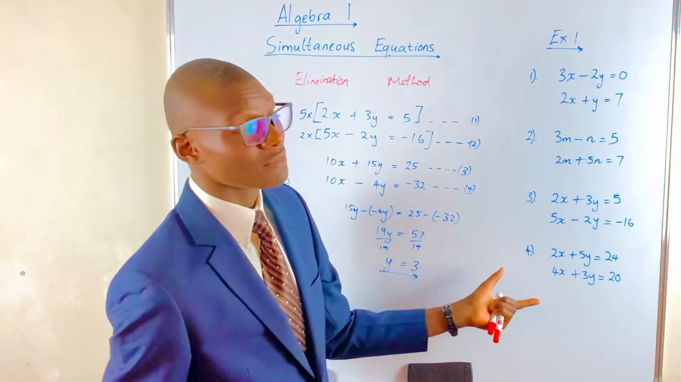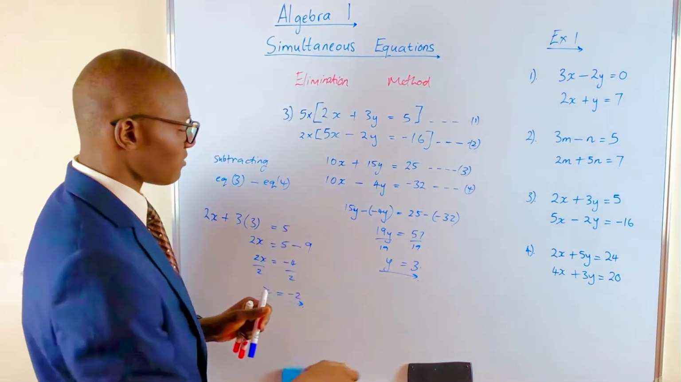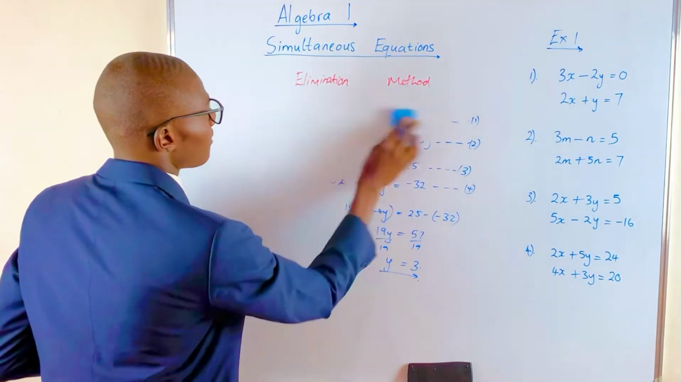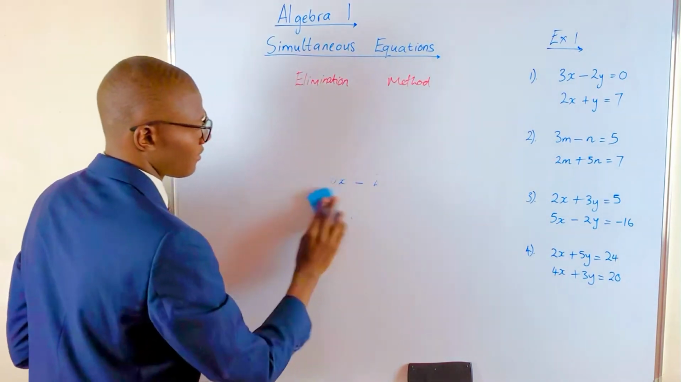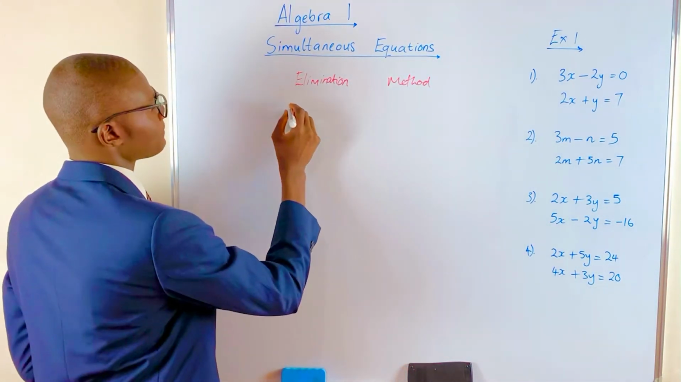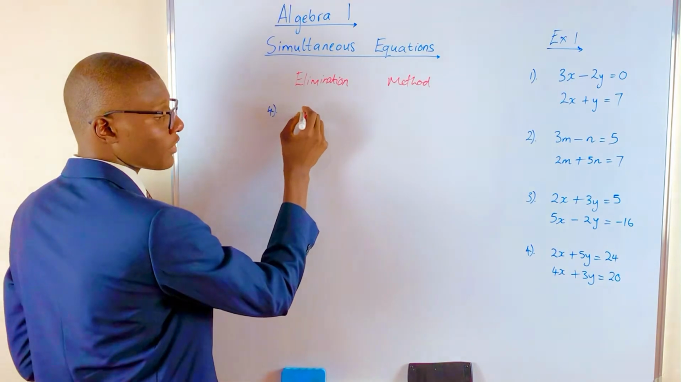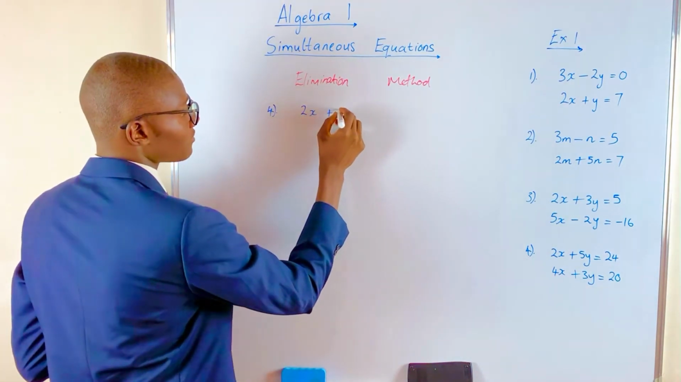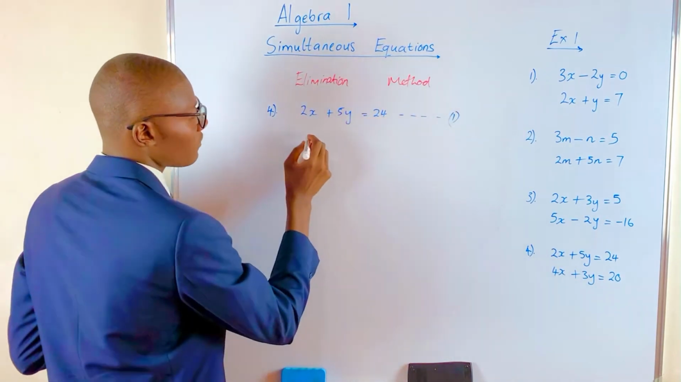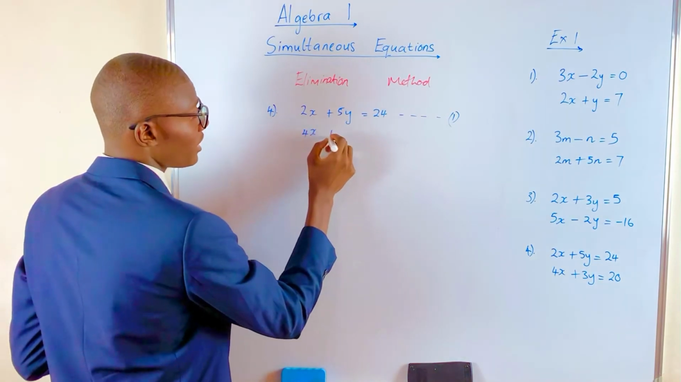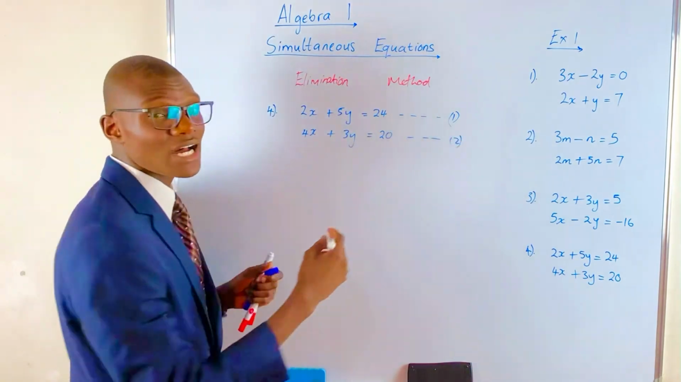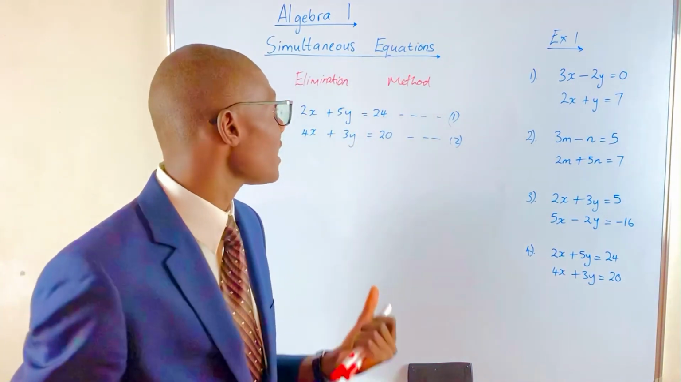So now let's attempt number 4 as well, using the elimination method. Allow me to erase this. Okay, so now number 4, we have 2x plus 5y being equal to 24 is equation 1, and then we've got 4x plus 3y being equal to 20 is our equation 2. So now we want to use the elimination method.